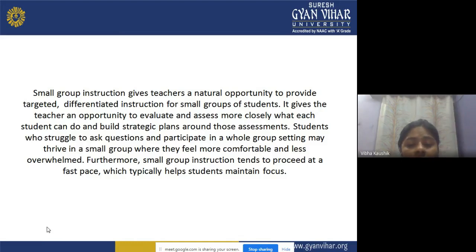Furthermore, small group instructions tend to proceed at a fast pace. Fast pace because the teacher is giving the instructions to the whole group, so the learning process will occur at a fast pace. This typically helps students maintain focus. They will be focused, and that focus helps them to learn at a fast rate.